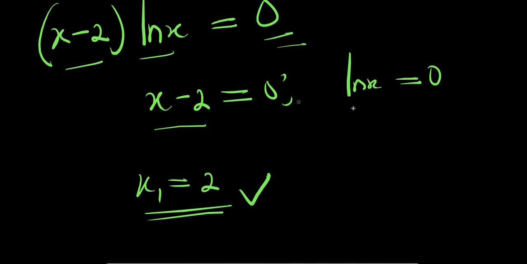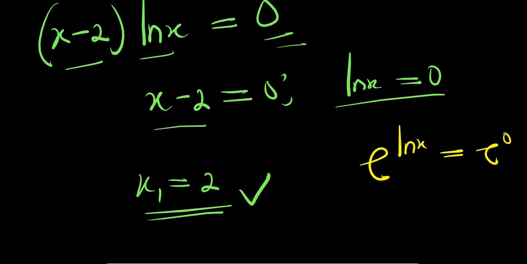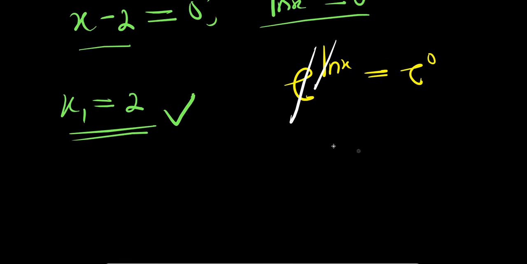Now, I can solve for x here by making use of e. e power natural log x equals e power 0. e cancels natural log. Then I have x equals e power 0. And e to the power of 0 is 1. So x equals 1.